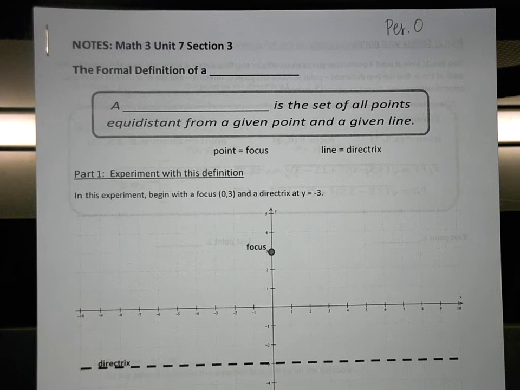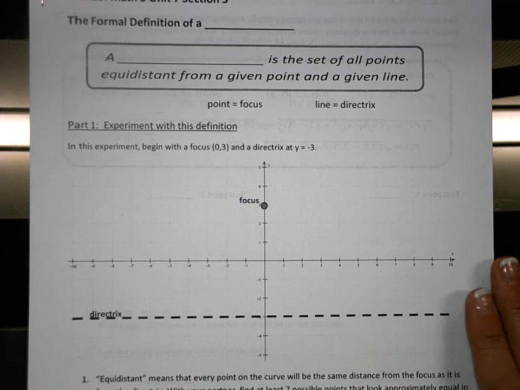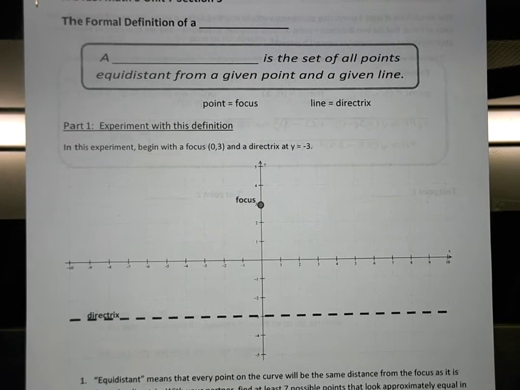Math 3, Unit 7, Section 3. Okay, so today I'm not going to tell you exactly what we're doing. I just want to talk about this definition first. So it's saying something is a set of all points equidistant from a given point and a given line.